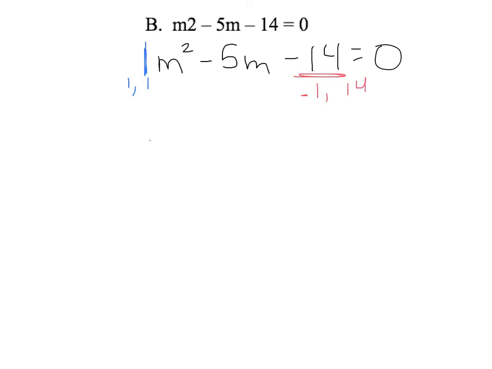So either I have negative 1 and 14, 1 and negative 14, negative 2 and 7, 2 and negative 7, and that's it.